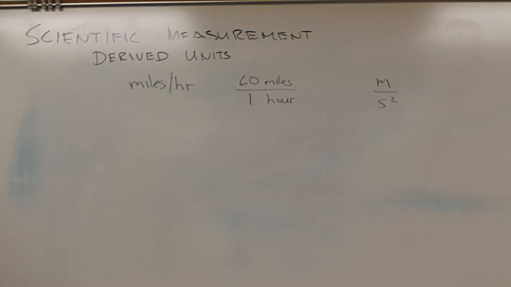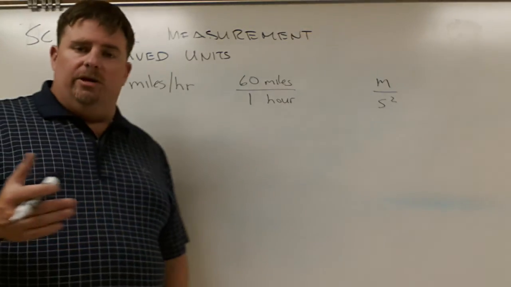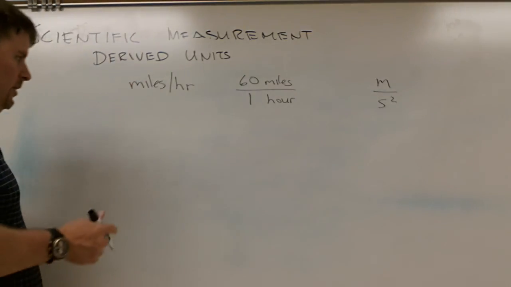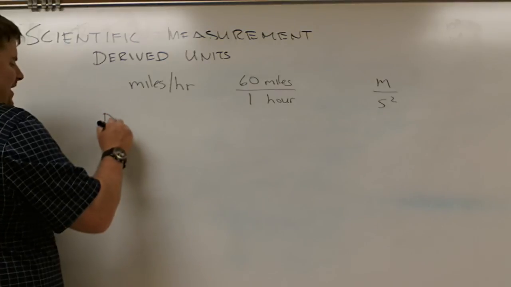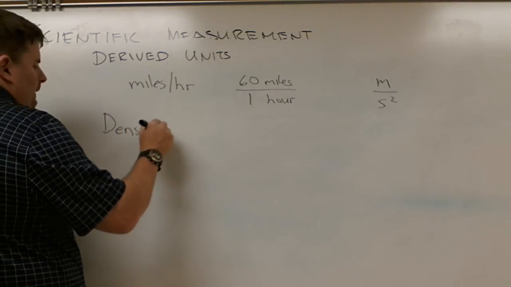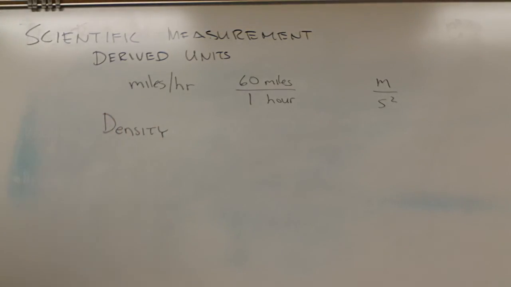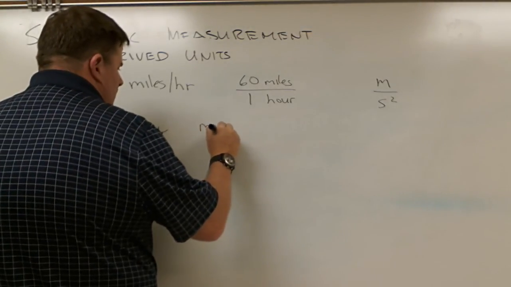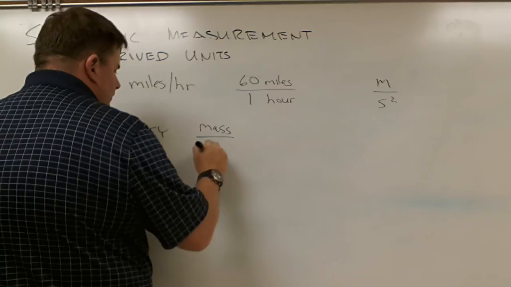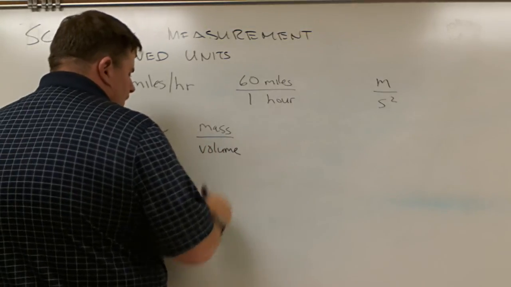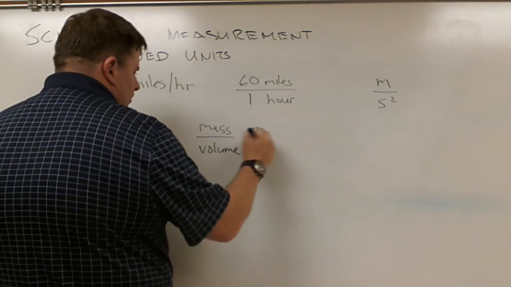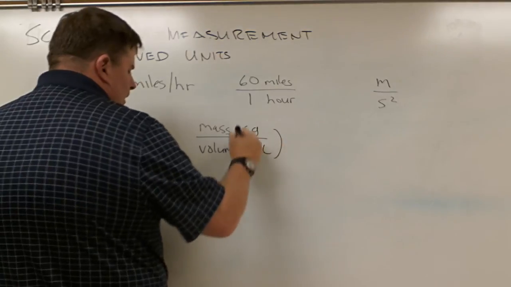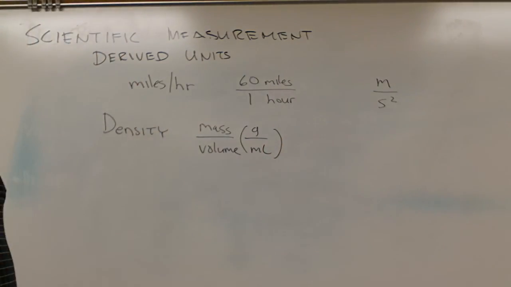Okay? In chemistry, we're not worried about acceleration and deceleration too much, but we do have some complex units, such as density, that you'll need to be aware of. Density, what this is, is mass over volume. Alright? And in this case, generally it's grams per milliliter. However, this is for liquids. Okay?